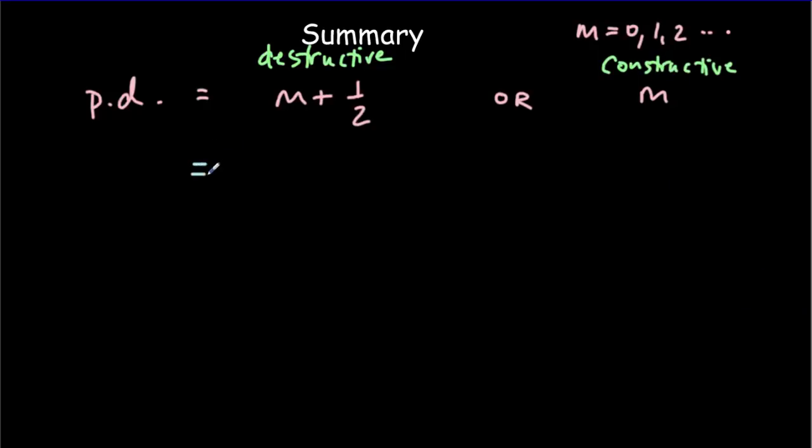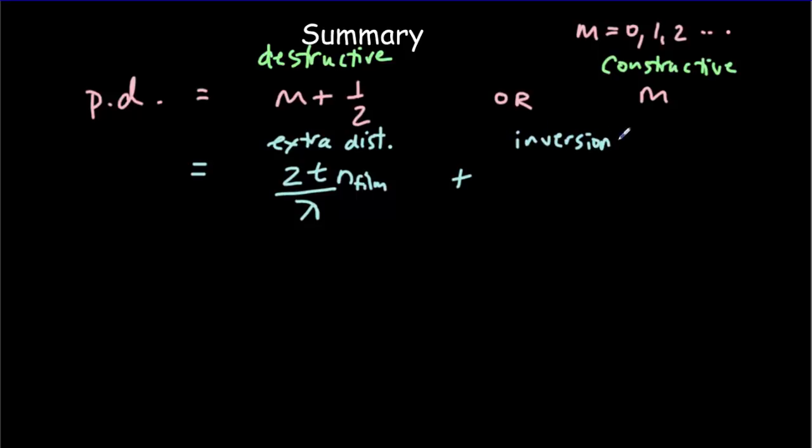And this path difference is being generated from 2 sources. One source is because of that extra distance that the 2 reflected rays travel. And that's given by that total distance traveled divided by the wavelength in the medium, which will equal the wavelength in air divided by the index of refraction of the film. Plus, we can also get some path difference generated because of the inversions at the interfaces or surfaces of the film. And that's either going to produce a path difference of 1/2 or 0.